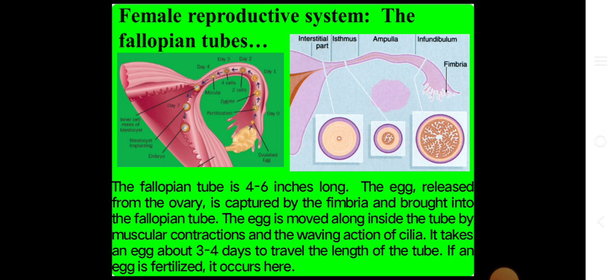The fallopian tube is 4 to 6 inches long. The egg released from the ovary is captured by the fimbria and brought into the fallopian tube. The egg is moved along inside the tube by muscular contraction and the waving action of cilia. It takes an egg about 3 to 4 days to travel the length of the tube. If an egg is fertilized, it occurs here.